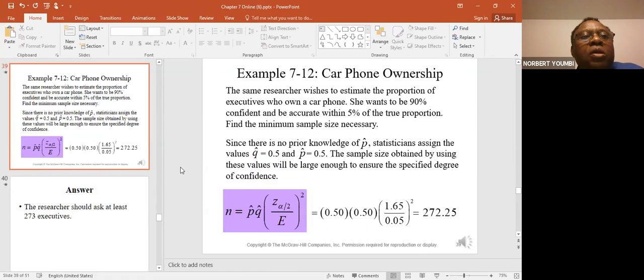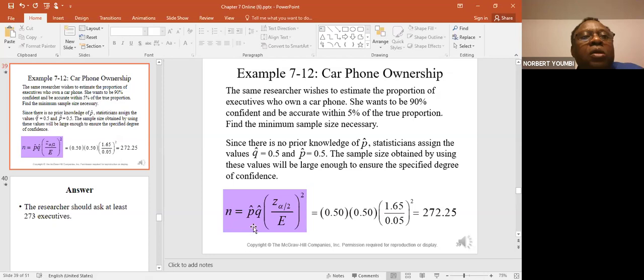In some cases, a sample proportion might not be given. In this case, we are going to use 0.5 for P and Q. In this example, the researcher wishes to estimate the proportion of executives who own a car phone. She wants to be 90% confident and be accurate within 5%. Accurate within 5% will mean the margin of error is E equals 0.05.